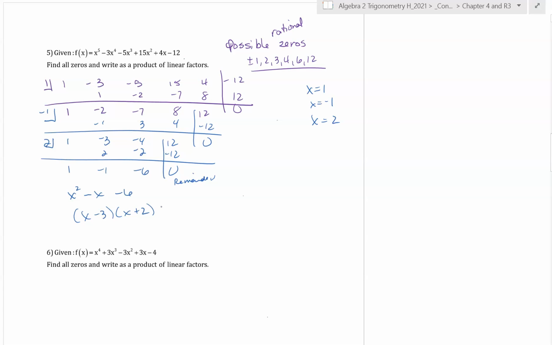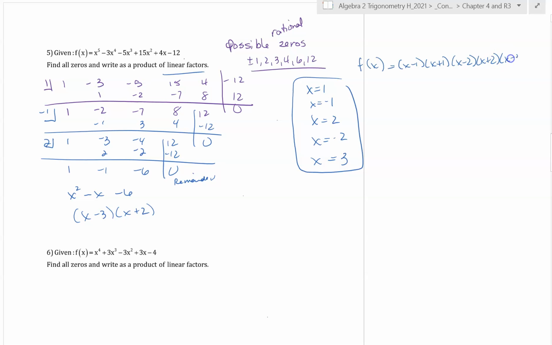So now we know that the zeros, notice I had a -2, if x plus 2 equals 0, and 3. So I had 5 zeros, and here they are. So if I said write as a product of linear factors, that means that f of x is x minus 1 times the quantity x plus 1, multiplied by the quantity x minus 2, the quantity x plus 2, and the quantity x minus 3. So if you multiplied all of this out, you would get this polynomial right here.